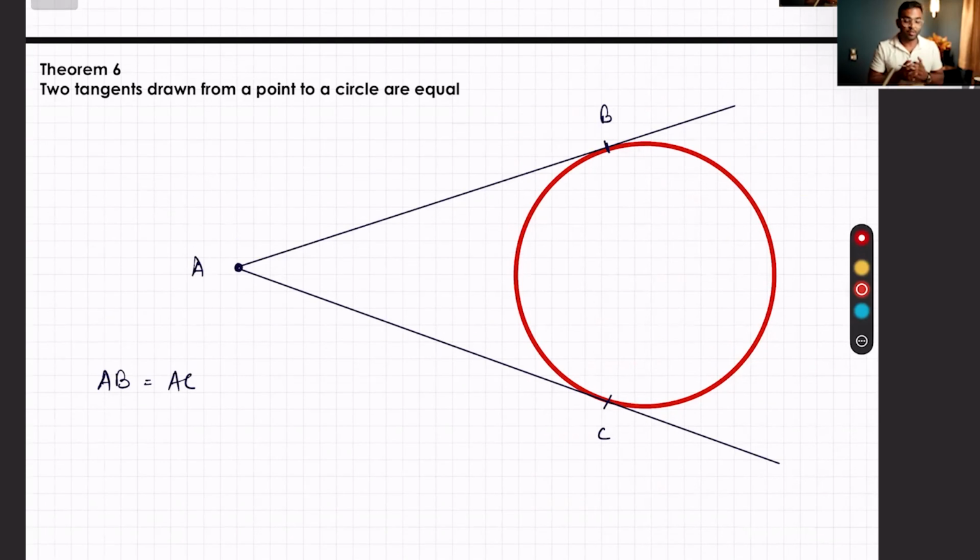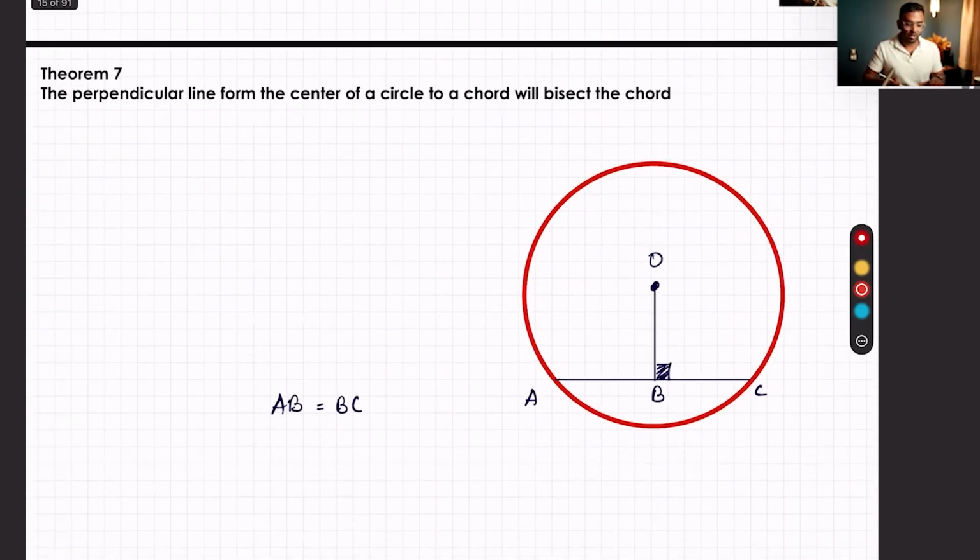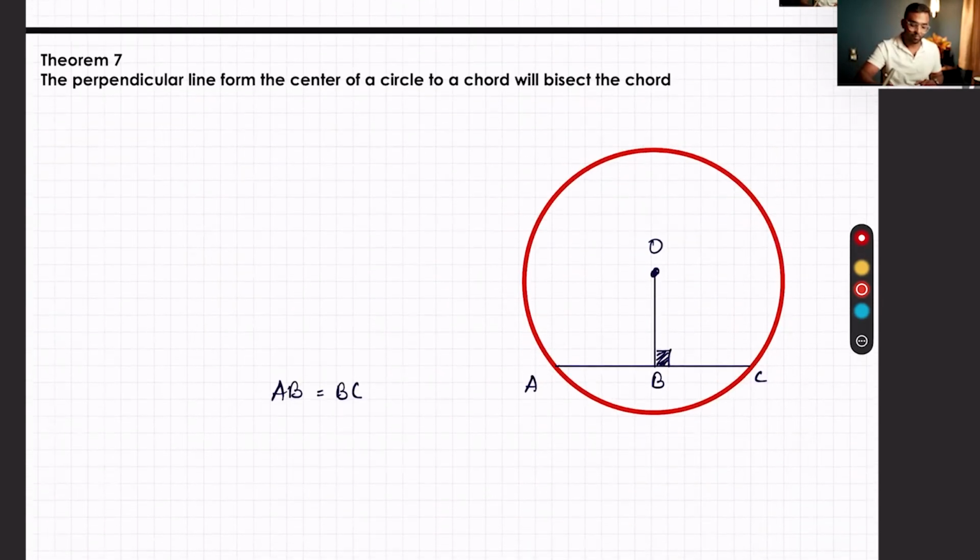And of course, we did, if two tangents are drawn from an external point to a circle, then they are equal to each other. So these two tangents are coming externally from one point. The other one which we looked at was if you have a perpendicular line drawn to a chord, it will bisect the chord, which means it will cut that chord into two equal halves. So AB equals BC. This is one of the least used circle theorems, I would say. I've never used this one for a while.